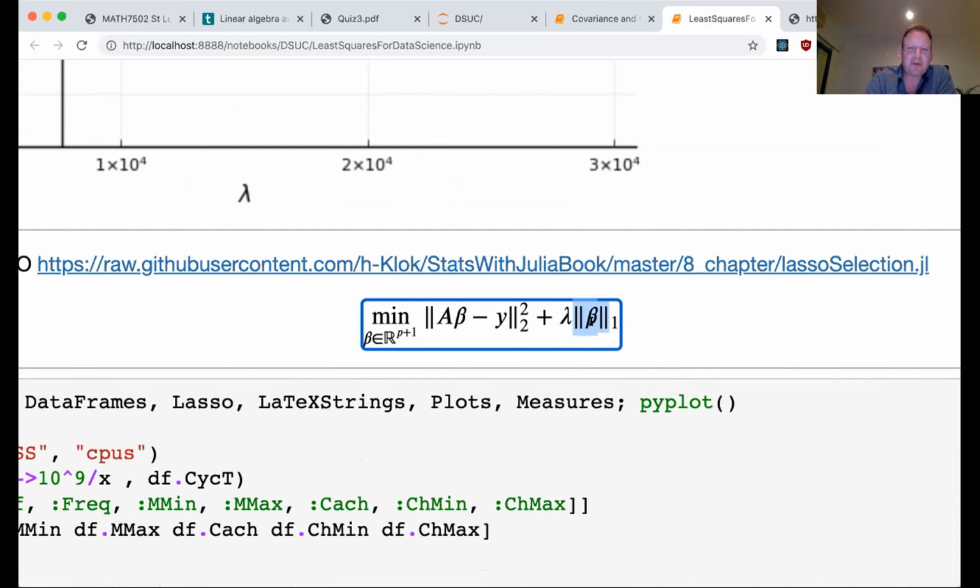this is not the L2 norm, but the L1 norm. Now, this looks like a very subtle change. I mean, big deal, we changed the penalty cost to an L1 norm, not an L2 norm. We hardly used L1 in this course, but L1 is just the sum of the absolute values of the beta.